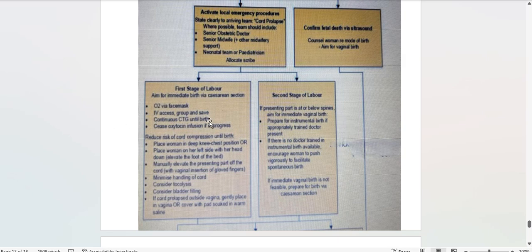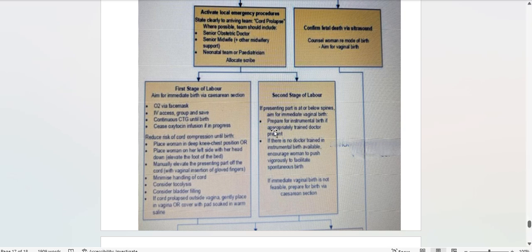Remember that if the patient is fully dilated, 10 centimeter, then it's the second stage of labor and we will speed up the process, which means speed up the vaginal delivery. Like we can do the instrumental delivery or anything just to speed up the birth. We will give oxygen, IV access, continue CTG until birth, cease oxytocin infusion if in progress.